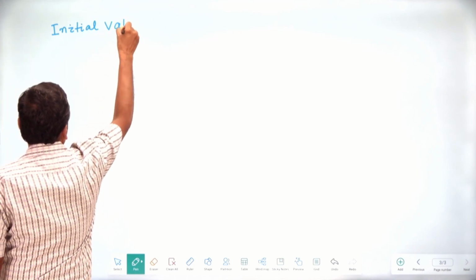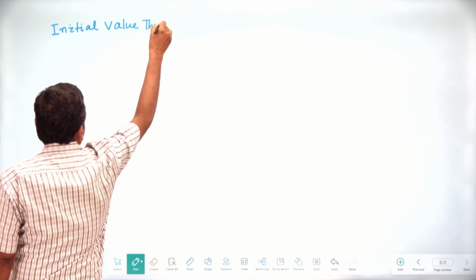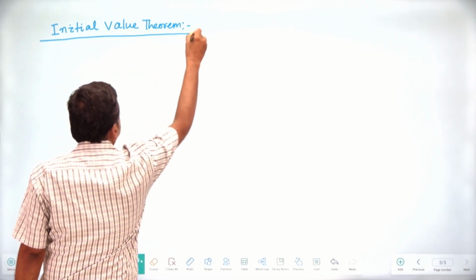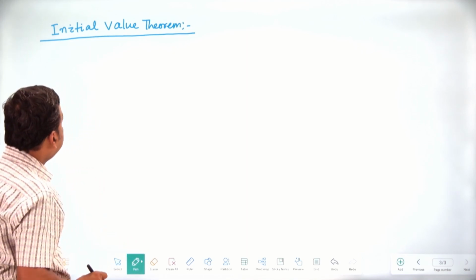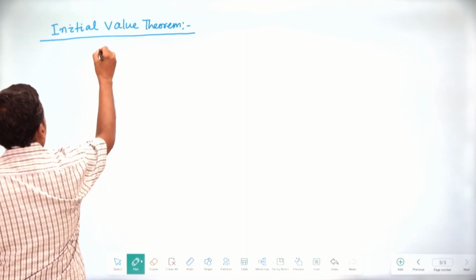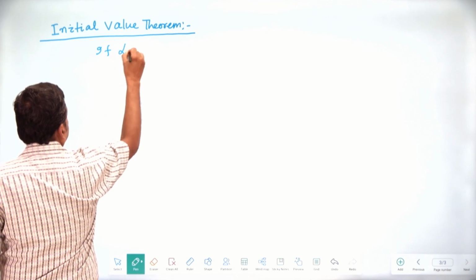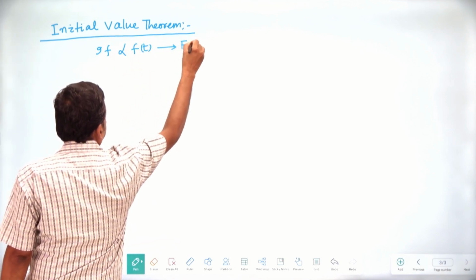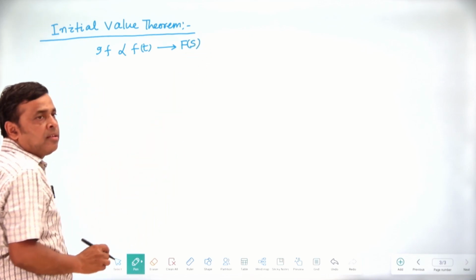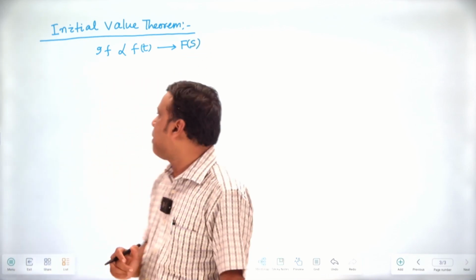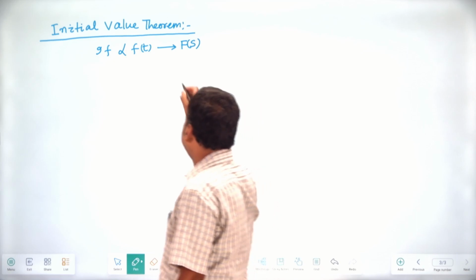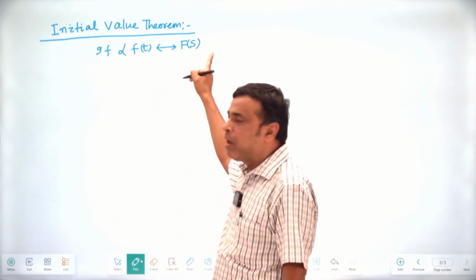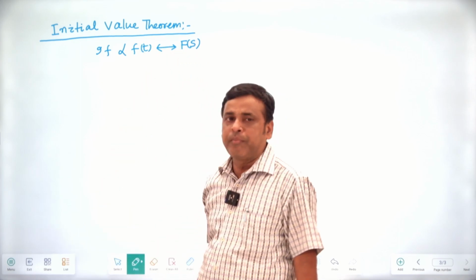Initial value theorem. What is initial value theorem? If the Laplace transform of f(t) is F(s), we can say that f(t) and F(s) are a Laplace transform pair. That means if the Laplace transform of f(t) is F(s), then the inverse Laplace transform of F(s) is nothing but f(t).